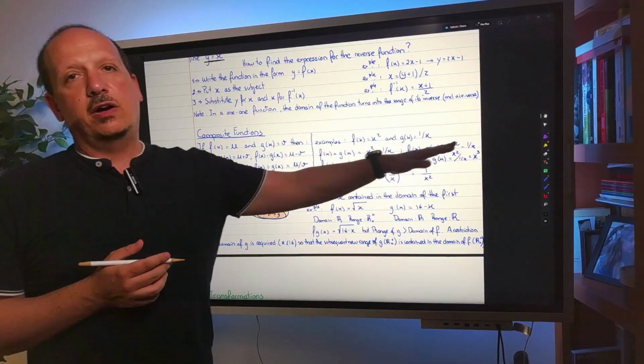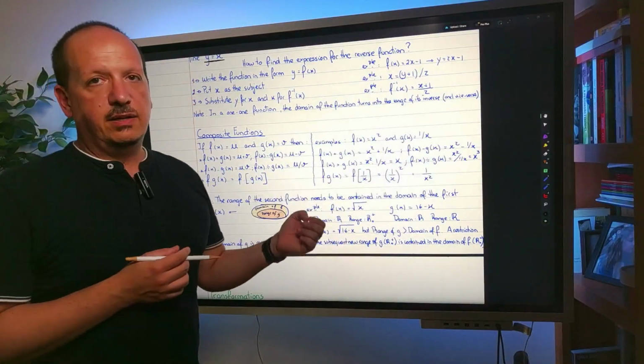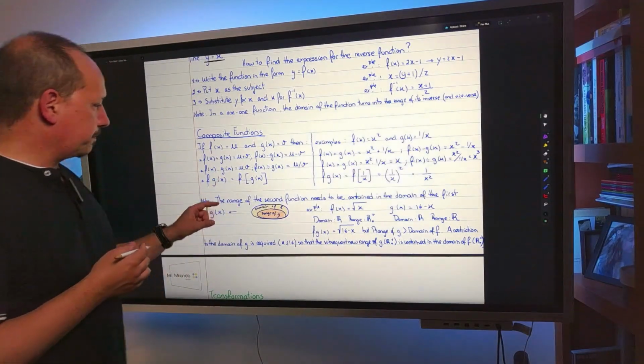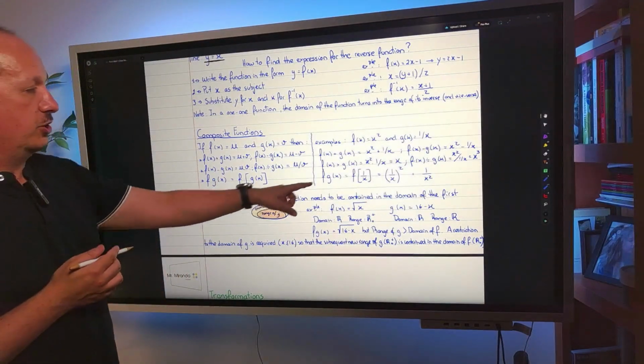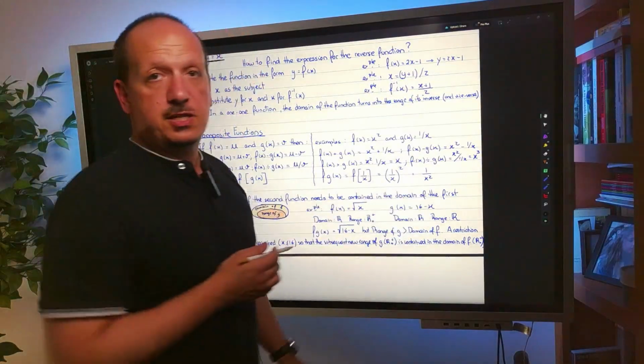You may have an infinite number of composite functions. I never saw in an exam any more than 3. Okay. Note one thing, very important. The range of the second function needs to be contained in the domain of the first.